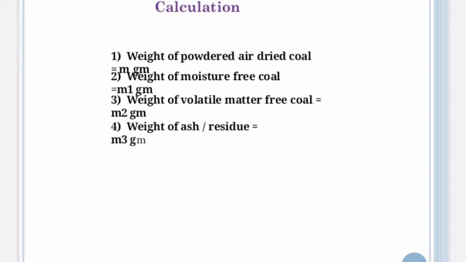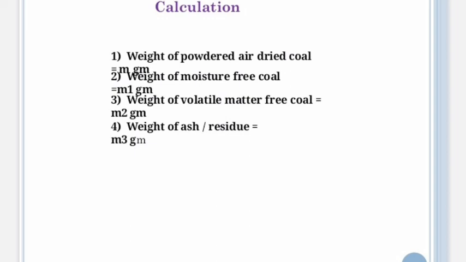Now let's turn towards the calculations. We need all the weights for the calculation. So we have the weight of powdered air dried coal, which we already called m gram, the weight of moisture free coal m1 gram, the weight of volatile matter free coal, which we considered as m2 gram, and the weight of ash or residue equal to m3 gram. Now we have four different weights, so with the help of these we can calculate our four percentages.